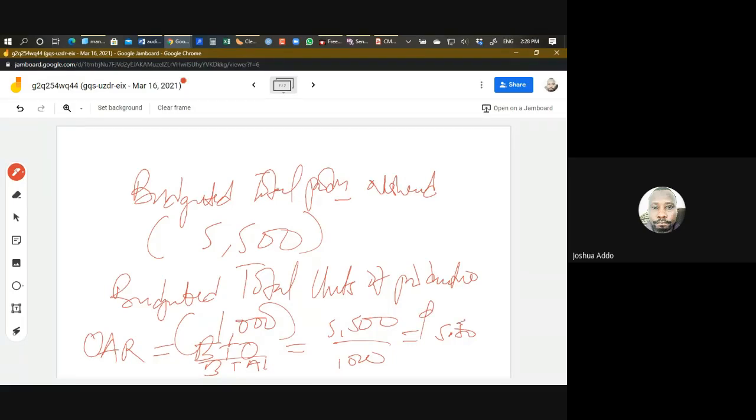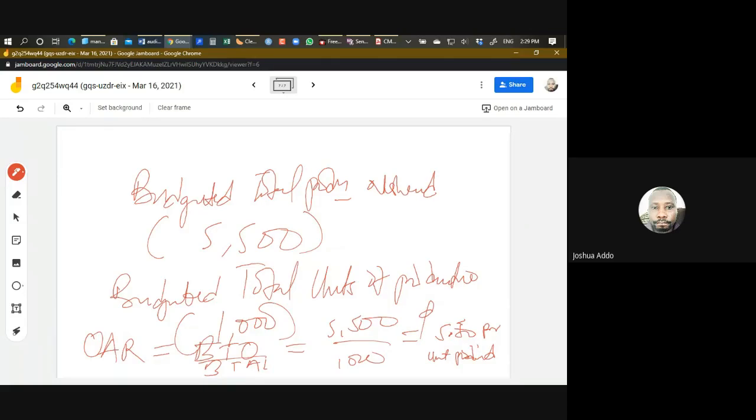5.5 Ghana cedis. What I'm about to add to this figure is very important: per unit produced. For every unit produced, the product will be charged. For every 1 unit of the product, it will be charged 5 cedis 50 pesewas. So that's the overhead cost per unit, 5 cedis 50 pesewas.